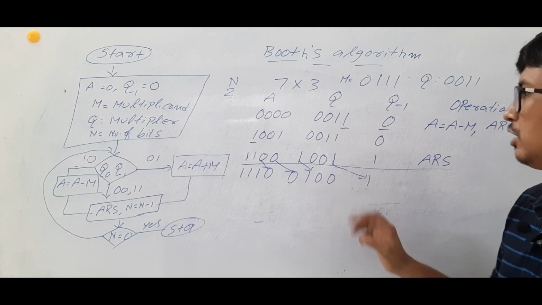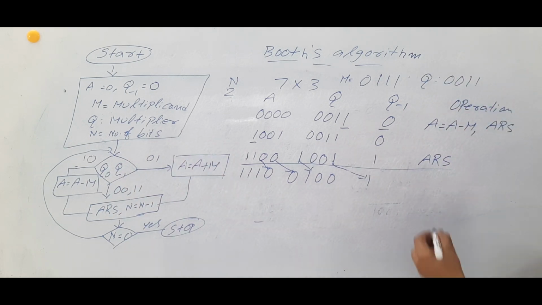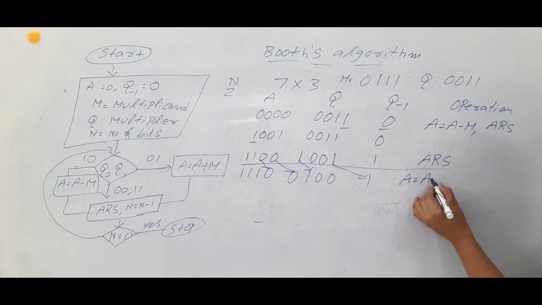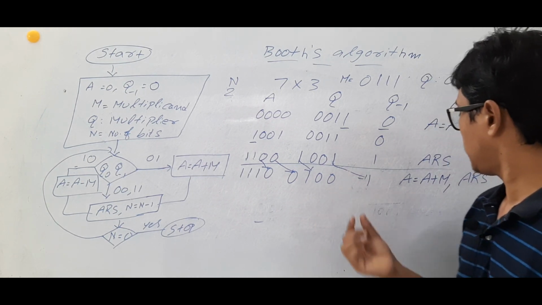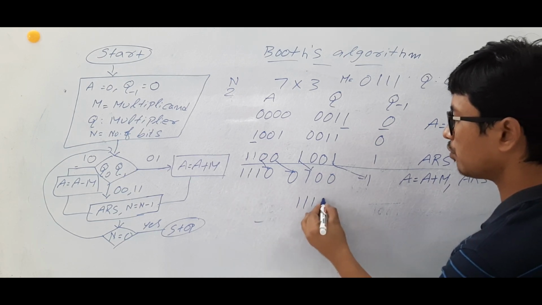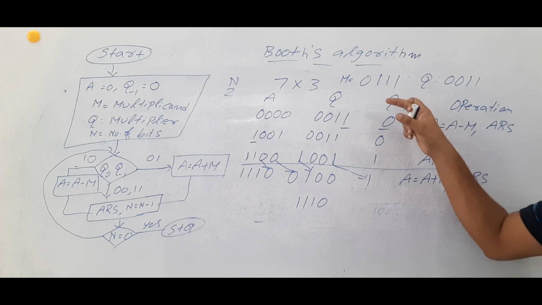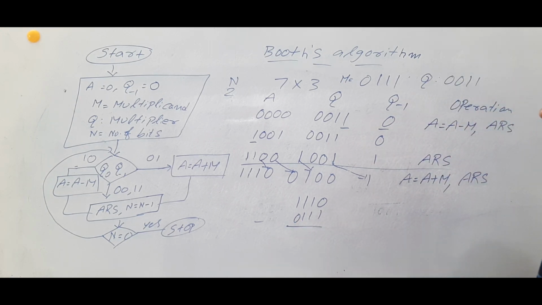Now this value is 0, 1. If q0 and q minus 1 are 0, 1, you need to perform A equals A plus M, then arithmetic right shift. Now see it. A is equal to A plus M. What is the A value now? 1, 1, 1, 0. What is the M value? It is 0, 1, 1, 1. You need to perform the addition.